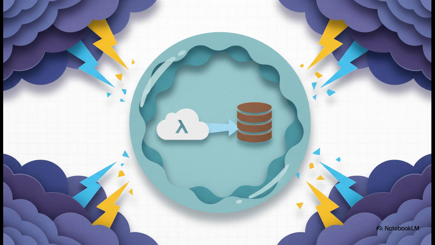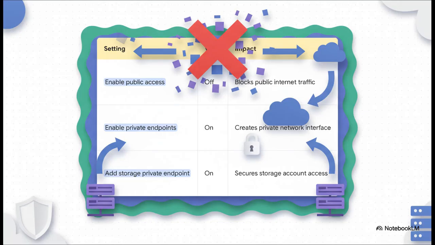The way you fix this is with private endpoints, which essentially gives your function a private network address inside your own virtual cloud. And look how straightforward this can be. Just a few clicks, you flip Enable Public Access to Off. You turn on private endpoints, and boom, you've just slammed the door shut on the public internet. All the communication now happens over your secure private network, which dramatically shrinks your attack surface.